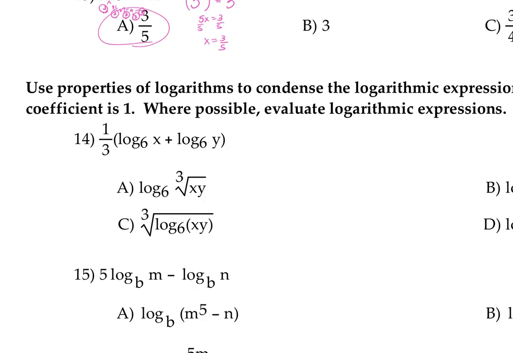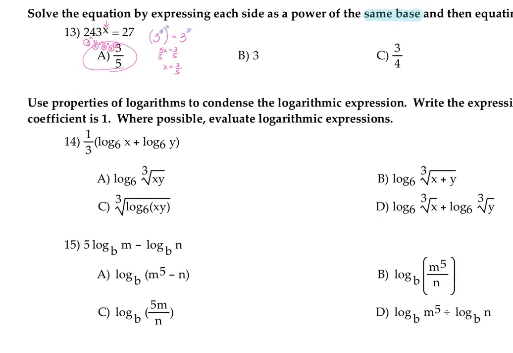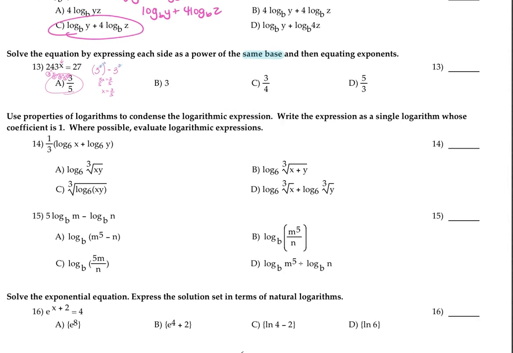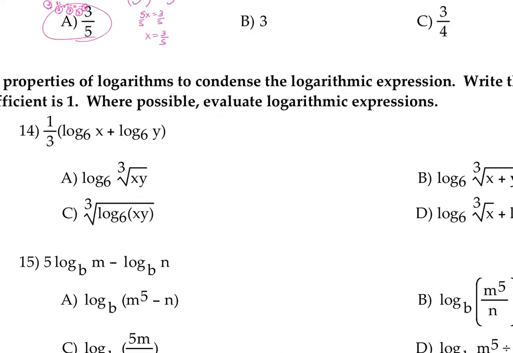Okay, 14 and 15, it says use the properties of logs to condense, and then write the expression as a single log whose coefficient is 1, where possible evaluate. So the coefficient 1 means that there shouldn't be anything at the front of these logs.